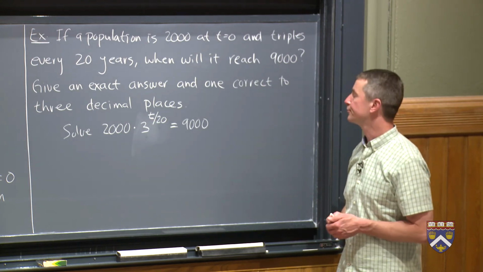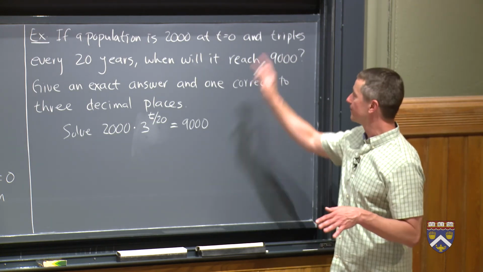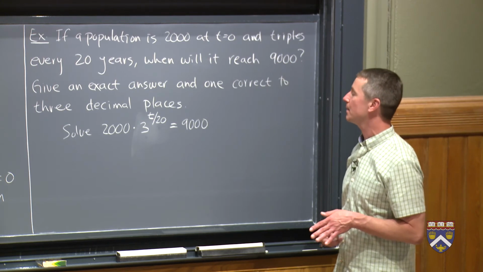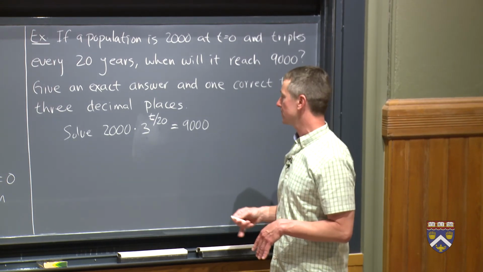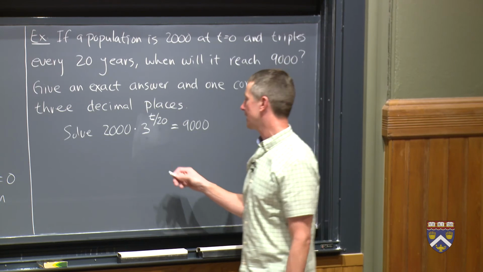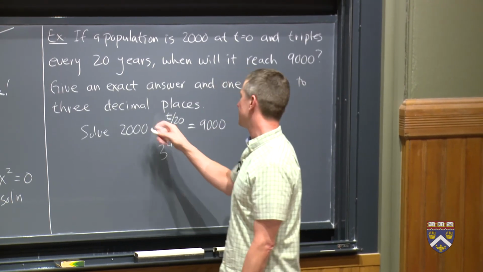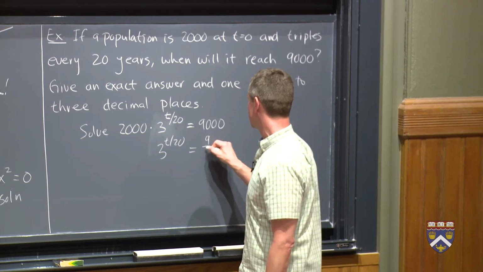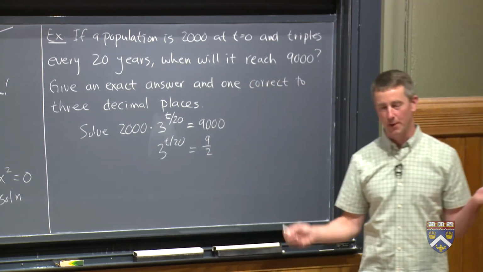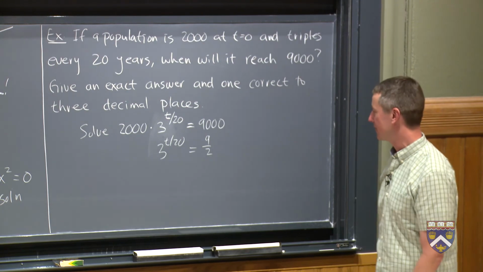and 40 years. Now we can forget all about the actual people in the problem and just go ahead and do the algebra. We've got a 2,000 and a 9,000. We can combine those together. Just divide by 2,000 on each side and get 9 halves. And I'm writing 9 halves. If you want to write 4.5, that's fine, of course.